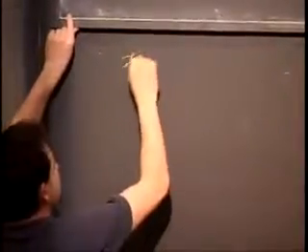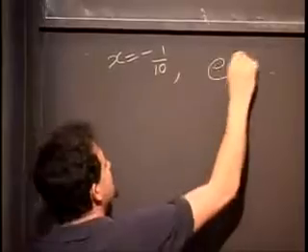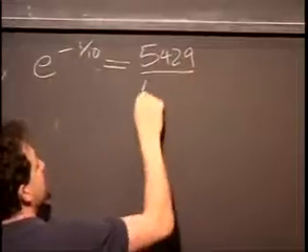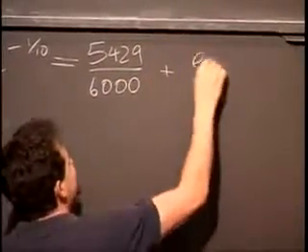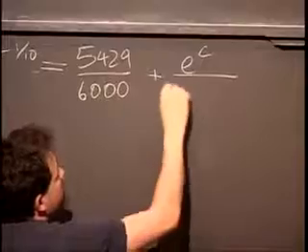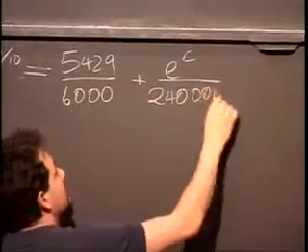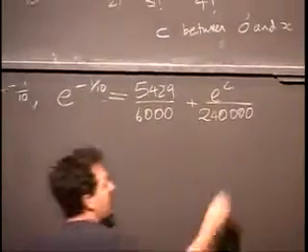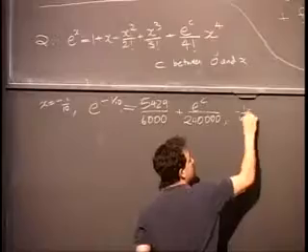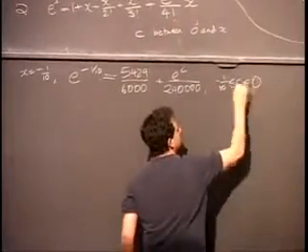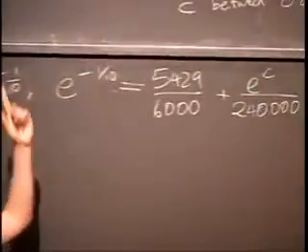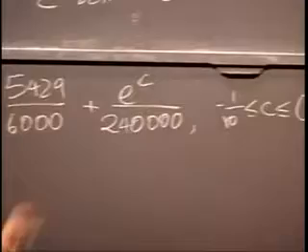So in particular, when x equals minus a tenth, we had said that e to the minus a tenth actually equals 5429 over 6,000 plus e to the c over 240,000. I did this last time right at the end of the class. So this is true, and all we know about c is that it's between minus a tenth and 0, because x is minus a tenth. So this is really nice. This extends the first concept from above by telling us how good the approximation is.